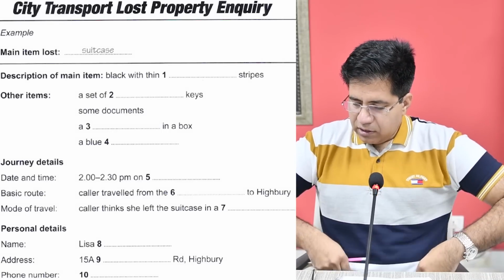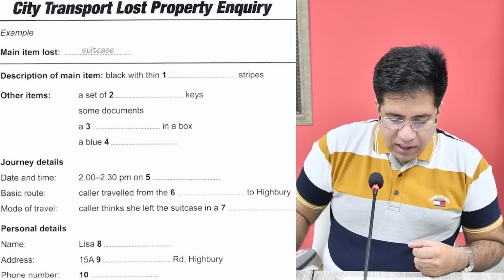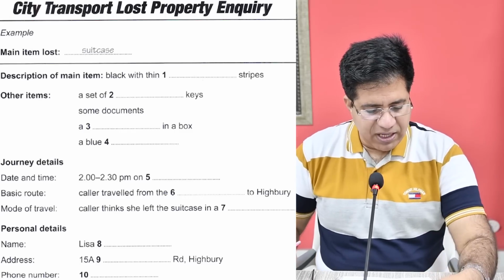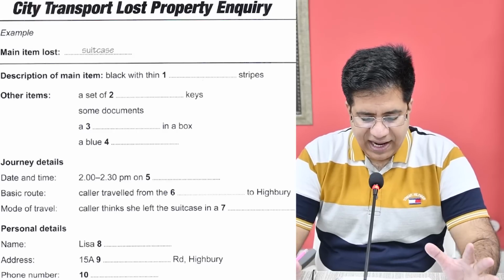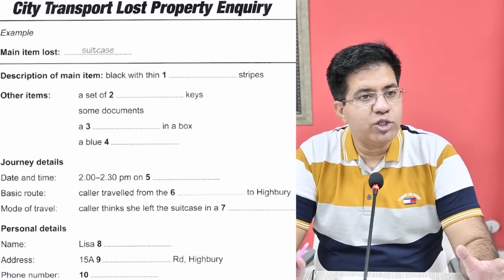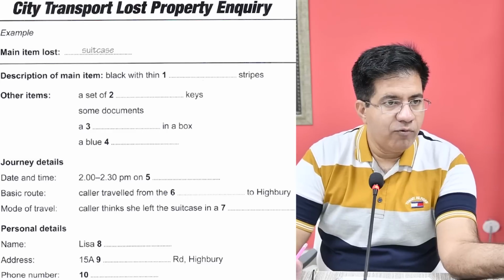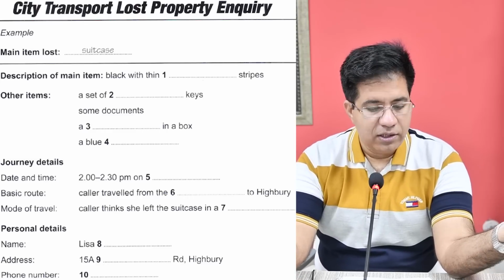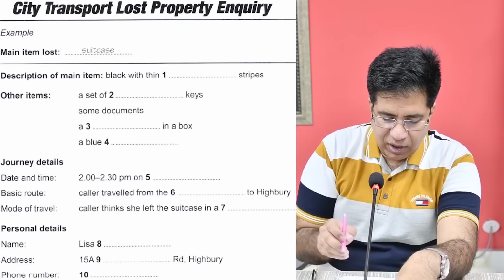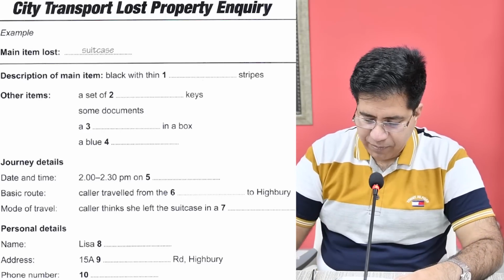Heading to Highbury. That's where I live. Okay. Now, next question number 6. Basic route. Caller travelled from the dash to Highbury. Dash to Highbury means from one location to another one. For example, from Lahore to London. So, from dash to Highbury. Let's see from where to Highbury.